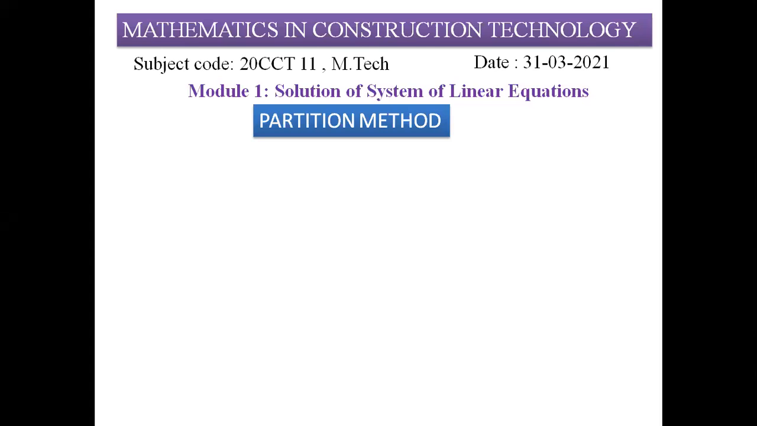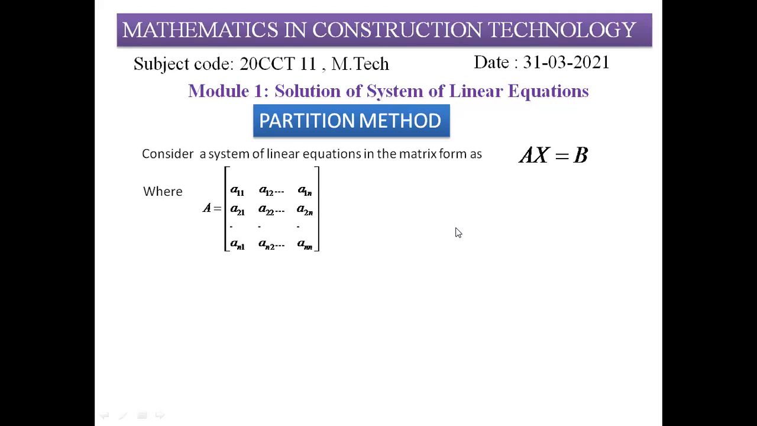In partition method, when a system of equations is given, first we write the system in the matrix form as AX = B, where A is the matrix of the coefficients. We can write this matrix of the coefficients like this. In this method, to get the solution we need the value of capital X. X is nothing but the column matrix having the unknowns x1, x2, etc.